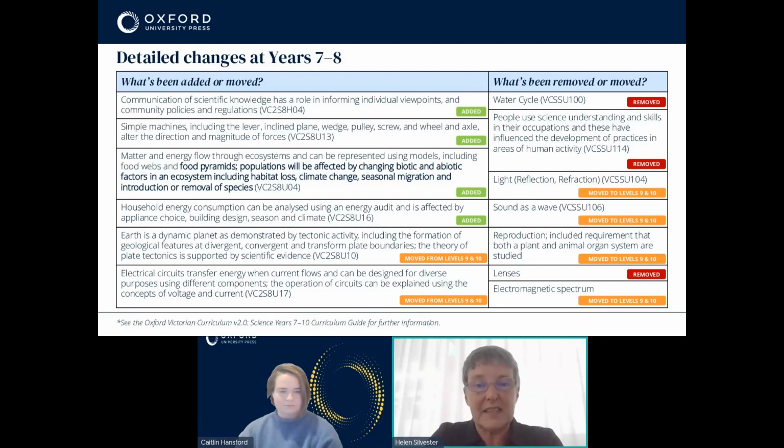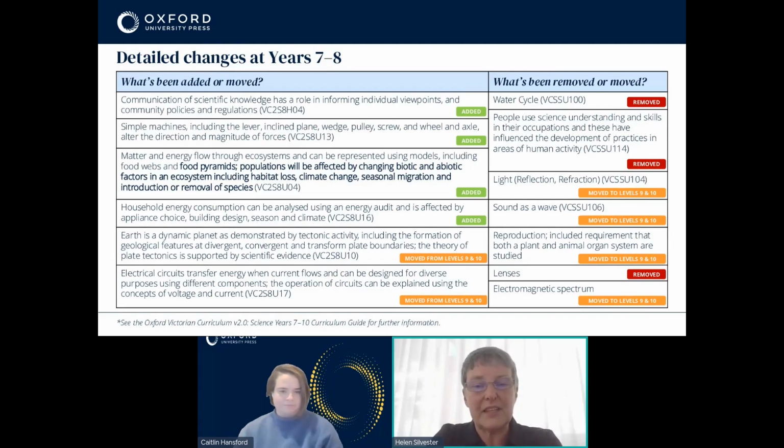Science understanding and skills for occupations. Now, this has been removed, and there's a very good reason for that. The occupations in science change so quickly that we just can't keep up with what we're teaching in the schools. And occupations aren't always just one defined one. So for that reason, science understanding and skills in their occupations and how it's used has actually been changed into new strands, and you'll see that in the added section in a moment.